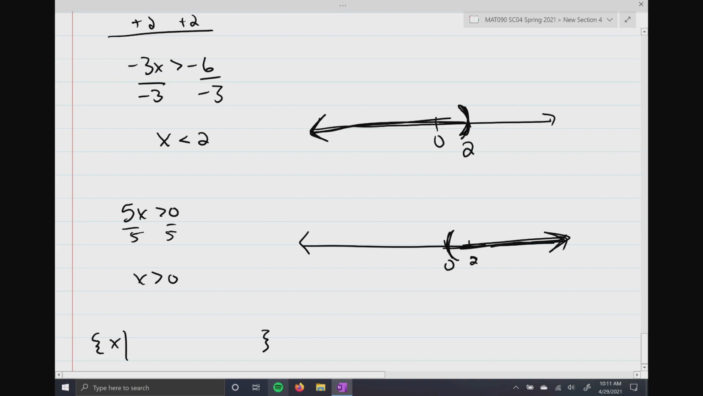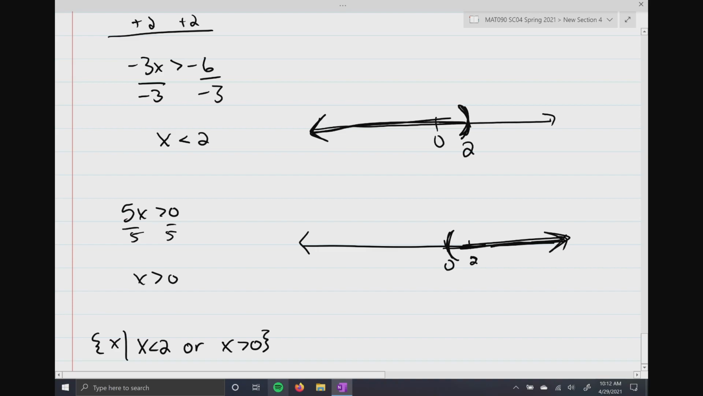And remember, the last step is always going to be the same. You're going to have the squiggly braces with x such that, then you just write whatever your solution was: x is less than 2, or x is greater than 0.